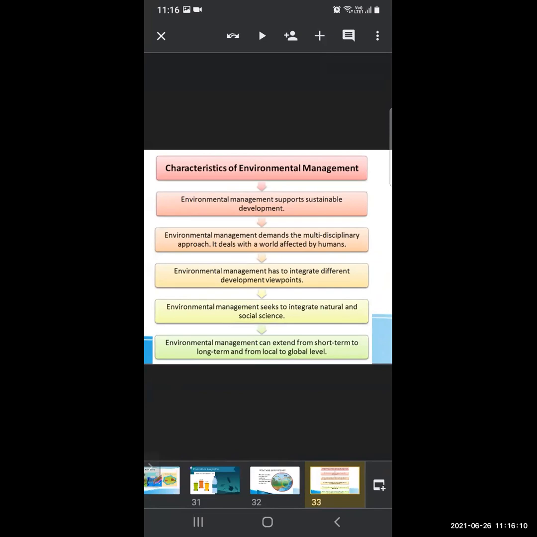Now what are the characteristics of environmental management? Environmental management supports sustainable development. Environmental management demands the multidisciplinary approach. It deals with a world affected by humans. Environmental management has to integrate different development viewpoints. Environmental management seeks to integrate natural and social science. Environmental management can extend from short term to long term, from local to global level. So these are the characteristics of environmental management.